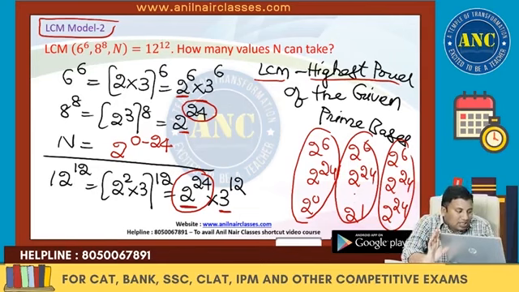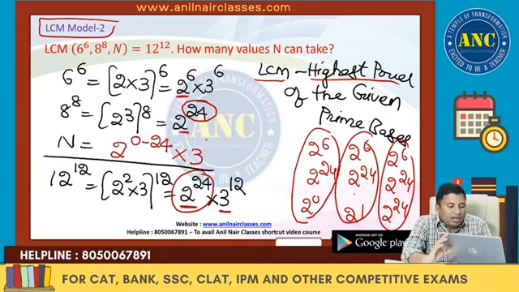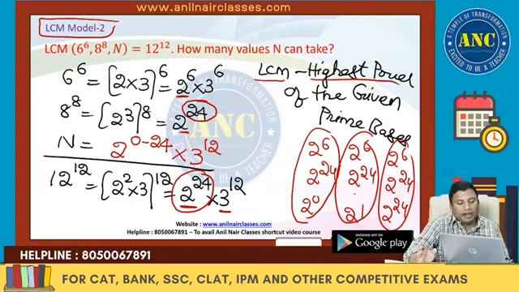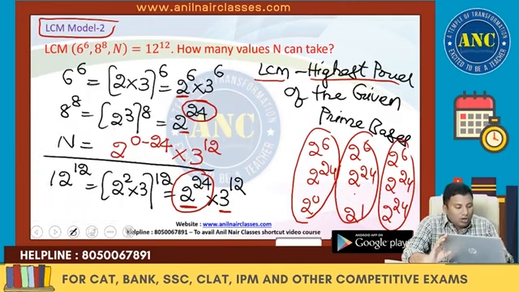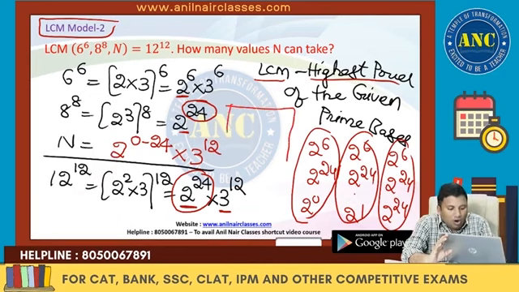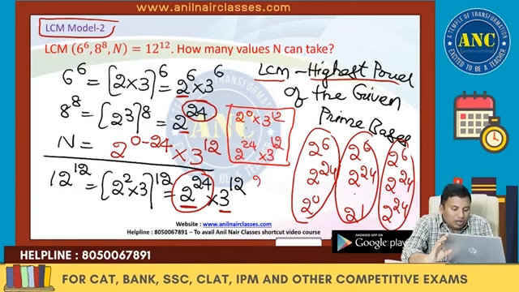Next prime base is 3 power 12. 3 power 12 is not present in the first number, not present in the second number. Third number it is present. Into 3 power 12. 2 power 0 to 24 into 3 power 12. I hope the idea is clear. So, what are all the values it will take? This will take all the values from 2 power 0 into 3 power 12 to 2 power 24 into 3 power 12. 0 to 24, 25 values it will take.